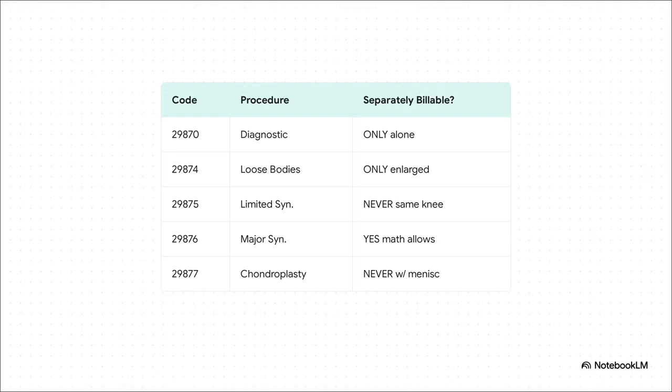So we've taken all these frustrating, highly specific, bureaucratic hierarchies and synthesized them. Notice the overall pattern here? Most of these arthroscopic codes are specifically designed to be bundled, unless you meet very rigorous mathematical criteria, like physically enlarging an incision for a loose body, or having enough untouched compartments left over for a major synovectomy. That mental framework is absolutely your key to navigating these NCCI edits.